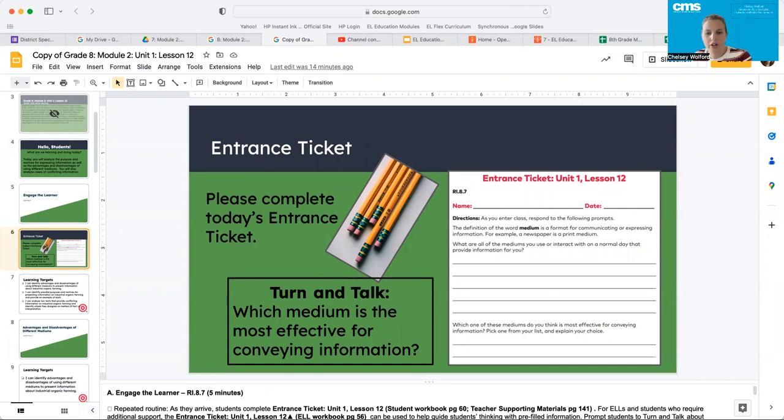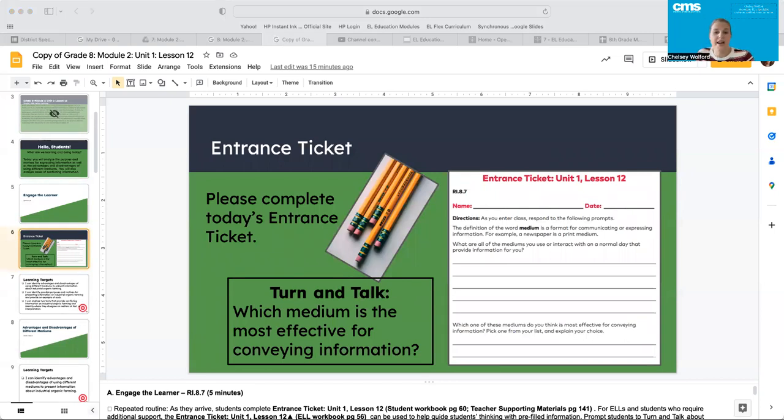Unit 1, Lesson 12. You are going to look at the definition of the word medium, and then what are all the mediums you use or interact with on a normal day that provide information for you, and then which one of these mediums do you think is most effective for conveying information. So after you do this, I would love for you guys to turn and talk, and then we'll come back together and talk about this a little bit together. So go ahead and do that now.